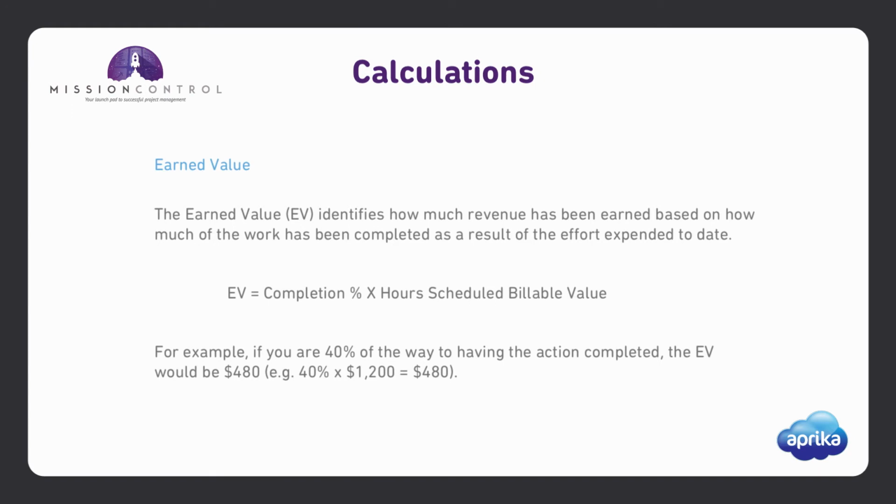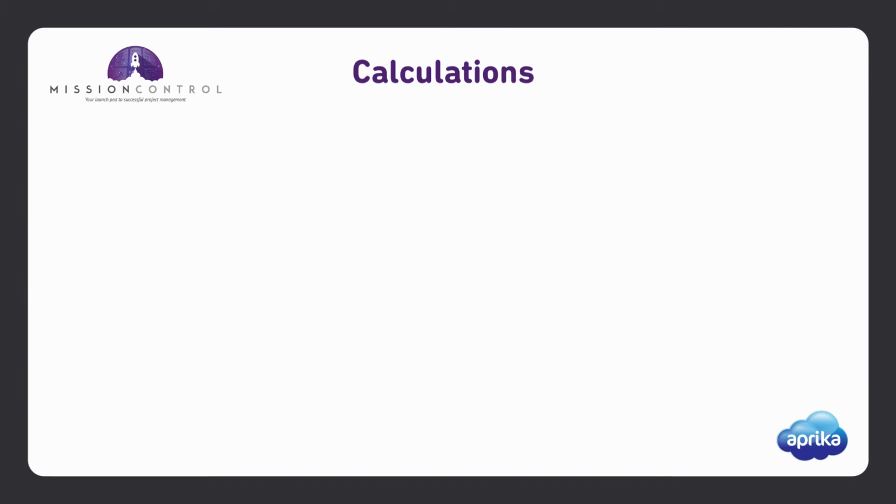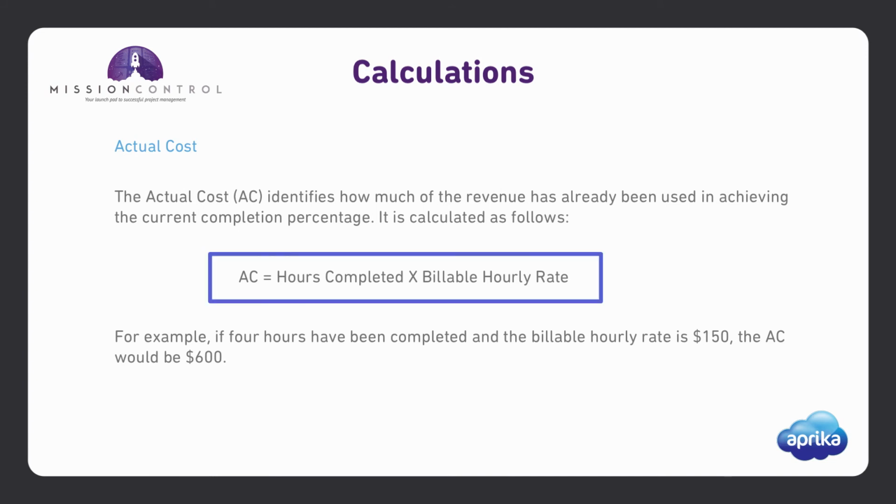The earned value identifies how much revenue has been earned based on how much of the work has been completed as a result of the effort expended to date. This is calculated using the completion percentage multiplied by the hours scheduled billable value. The actual cost identifies how much of the revenue has already been used in achieving the current completion percentage. This is calculated using the number of hours completed multiplied by the billable hourly rate.